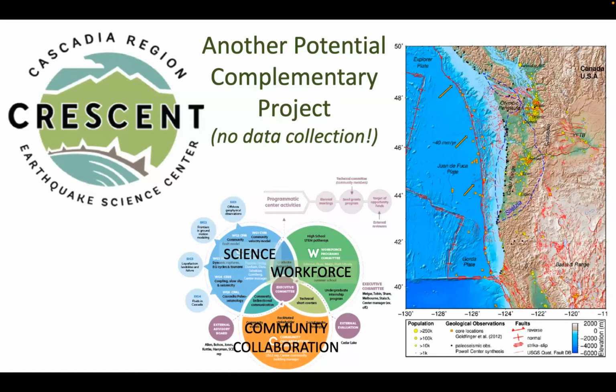Another potentially, because this is not yet supported, as has been mentioned already, collaborative complementary effort is this Crescent proposal. This is a response to the NSF call for an earthquake science center. It has these circle diagrams, just like SZ4D. And there's a couple things I want to point out: again, just like SZ4D, there's a big workforce development component and a community collaboration or collective impacts component.